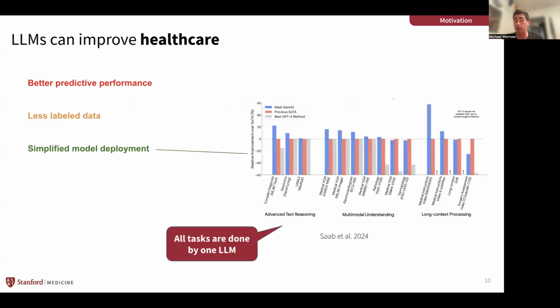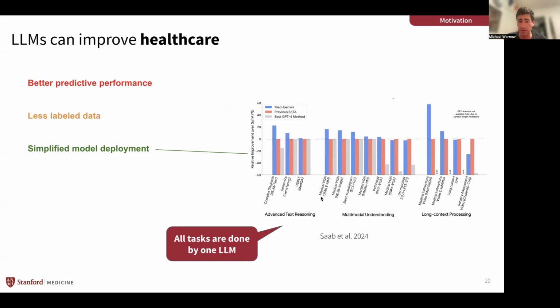The third key benefit that we saw, which makes a really big impact when you start thinking about deployment into the health system, is that these large language models simplify model deployment significantly. And the reason for that is this one model, like I said on the previous slide, can do a ton of downstream tasks, the same base model.